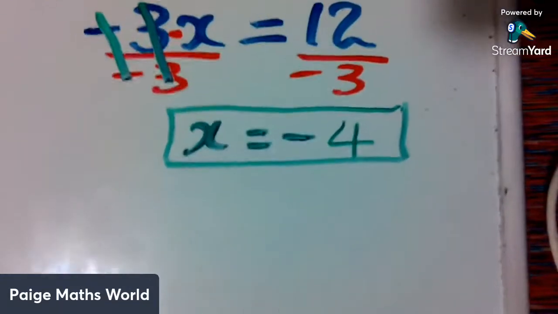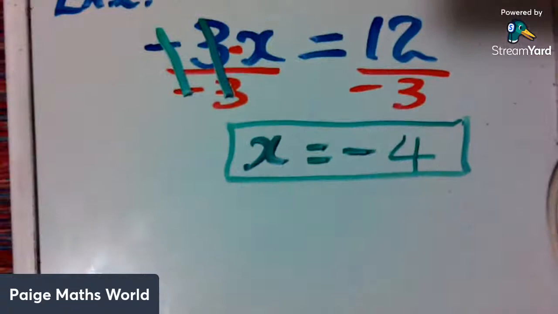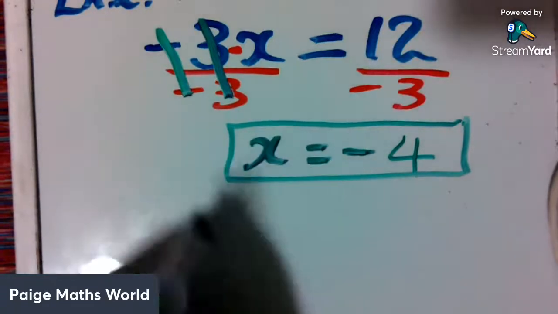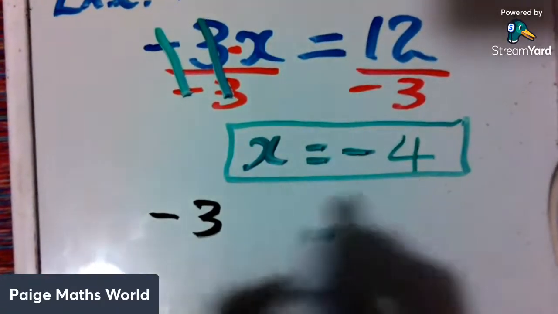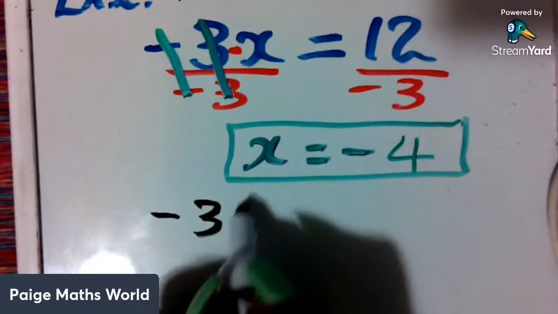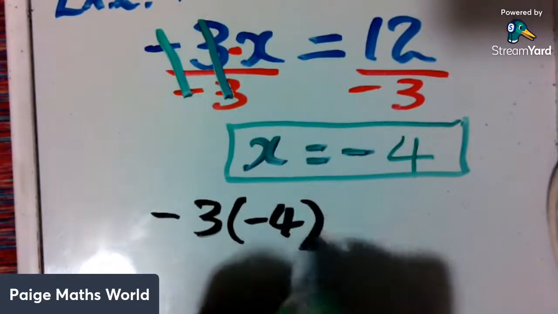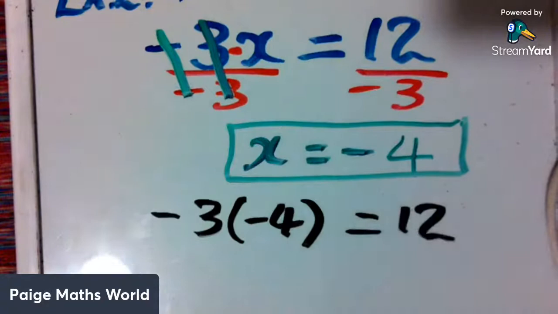So x is equal to negative 4. Let us try to check to see if this is indeed correct. It's going to be negative 3, and we just found x to be negative 4. So we're going to be multiplying that to see if we get 12.